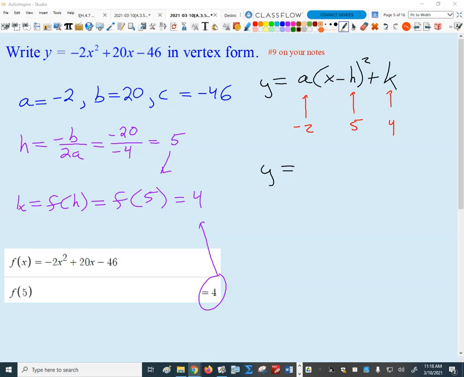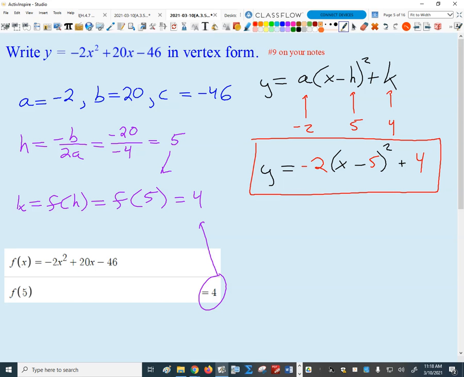Okay, let me get an answer from everybody on that. Okay, good. So we're getting -2, we're plugging in for A, times x minus 5, so I plug in a 5 for h, quantity squared, plus 4. There it is. Okay, good stuff. We're getting this.